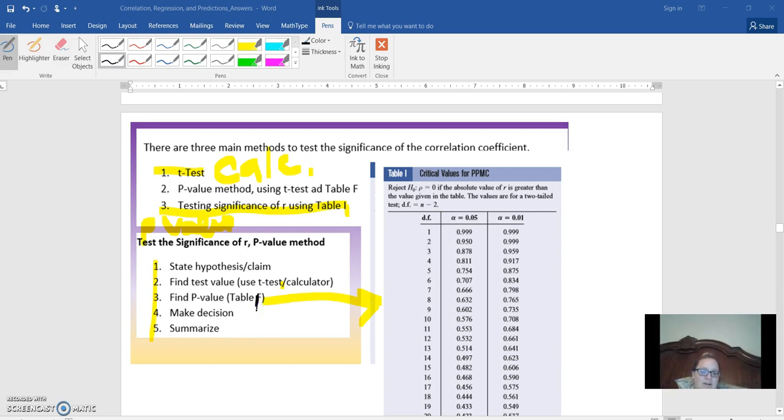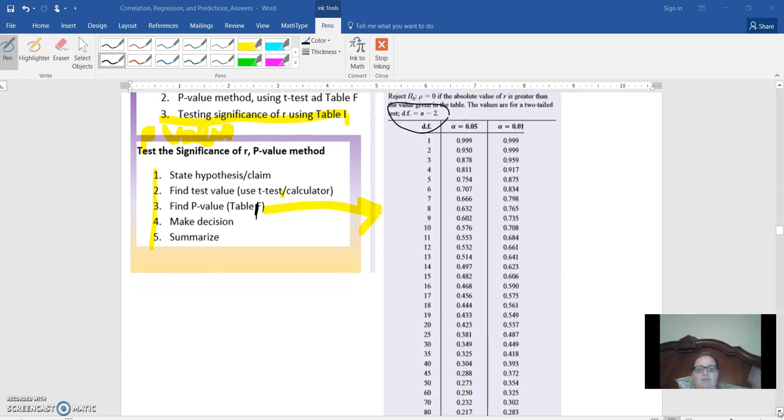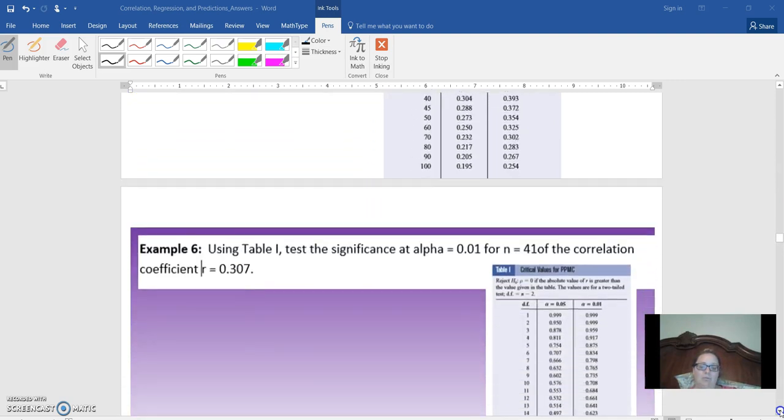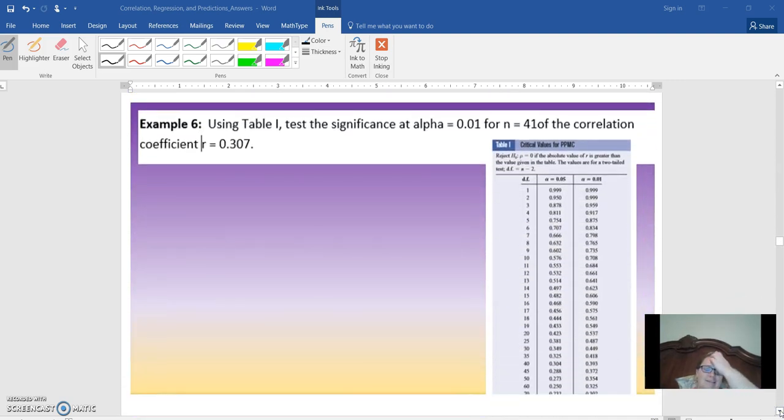And we'd make a decision, yes or no, and then we'd summarize our information. All right, so when we use table I, notice it reminds you to do n-2. So if we had 10 things in our data, we would use 8, and then it would tell us which alpha level, 95% correct, 5% wrong, or 99% correct, 1% wrong, and use that information. It's a lot of things I'm telling you, but let's put it together and it's not as scary.